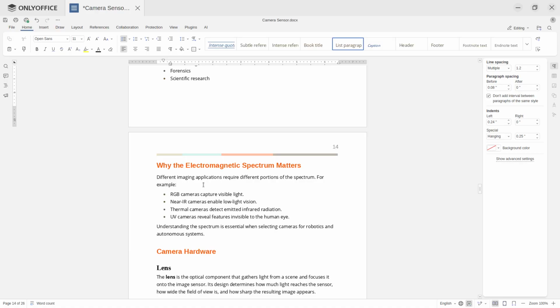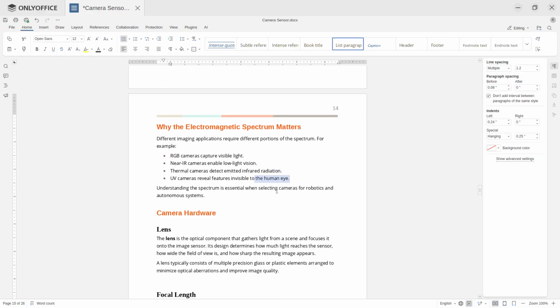Why does the electromagnetic spectrum matter? Different imaging applications require different portions of the spectrum. For example, RGB cameras capture visible light. Near infrared cameras enable low-light night vision. Thermal cameras detect emitted infrared radiation. UV cameras reveal features invisible to the human eye.